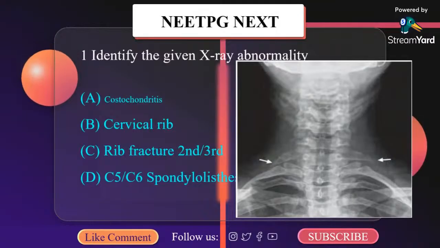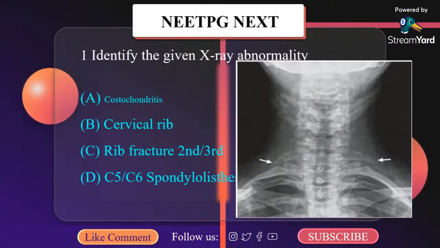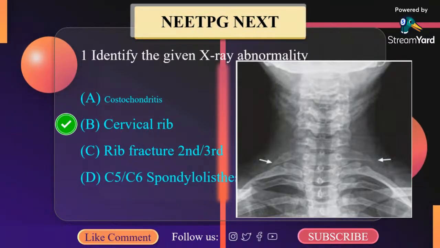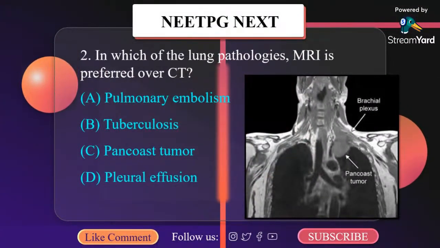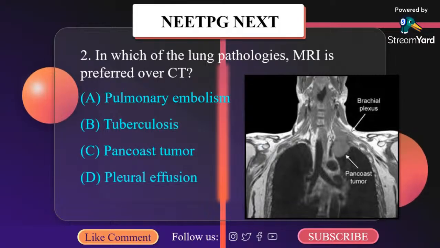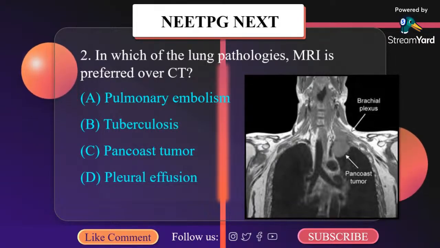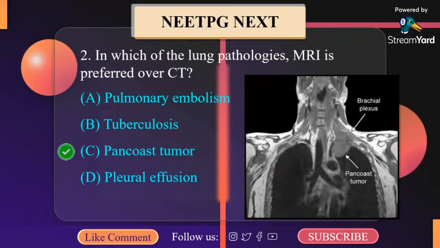Identify the given X-ray abnormality. A. Costochondritis, B. Cervical rib, C. Rib fracture second, third. It is cervical rib. In which of the lung pathology is MRI preferred over CT? A. Pulmonary embolism, B. Tuberculosis, C. Pancoast tumor, D. Pleural effusion. It is Pancoast tumor.